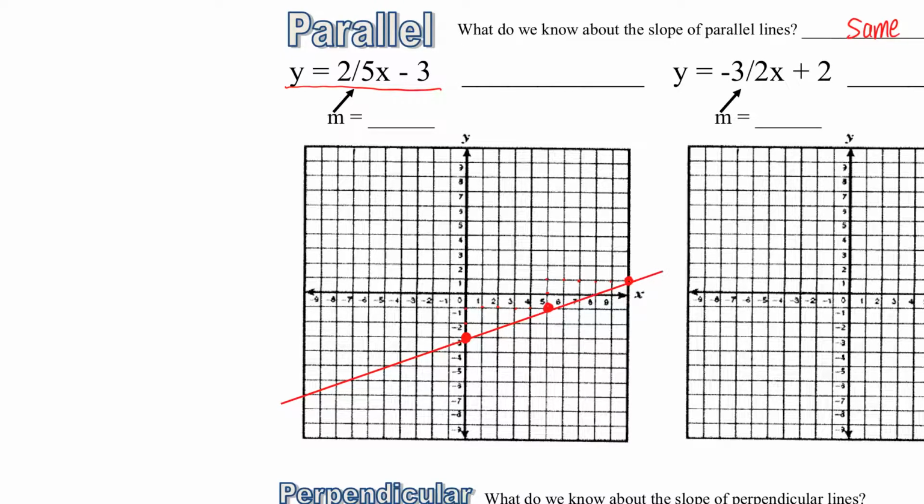Don't you go the other way now? You go down 2 and left 5.